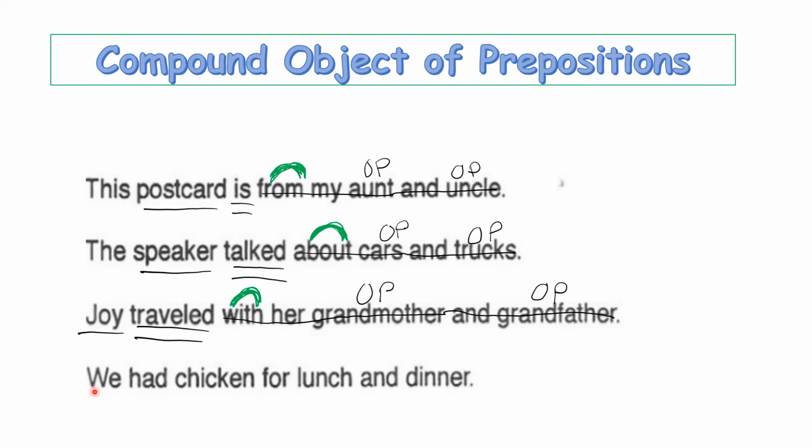Our last sentence, we had chicken for lunch and dinner. Any prepositions? Sure. For. Our prepositional phrase begins with a preposition and ends with a noun or pronoun. So are we finished when we hit lunch? No, we're not. Conjunction and that connects dinner, lunch and dinner. So we have a compound object of the preposition.